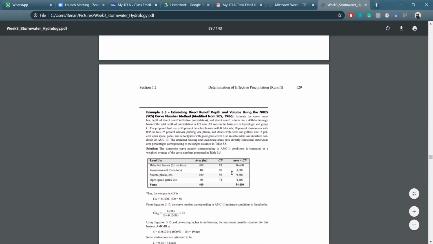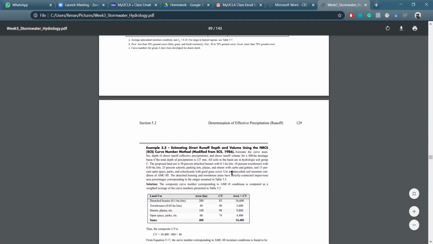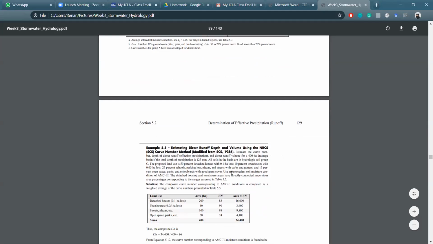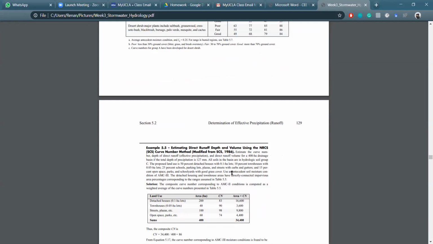Go to page number 129 and try solving the question without looking at the solution, obviously. First, try to solve it by yourself, and then we can have 10 minutes, and then we'll solve it together.